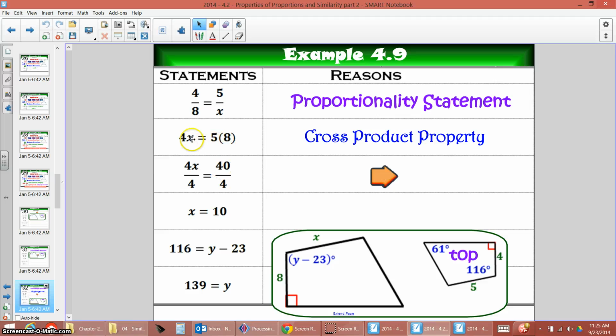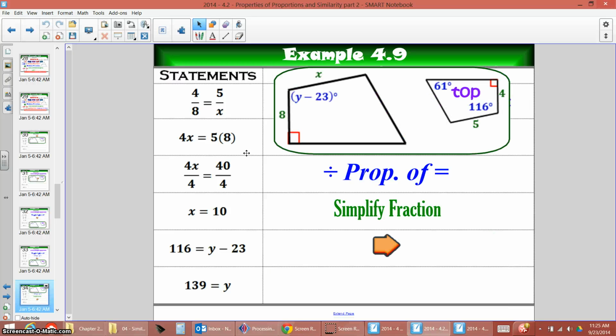All right, so now we just did the cross product. And then we divide by 4 to both sides, and we find out that x equals 10 by simplifying the fraction.